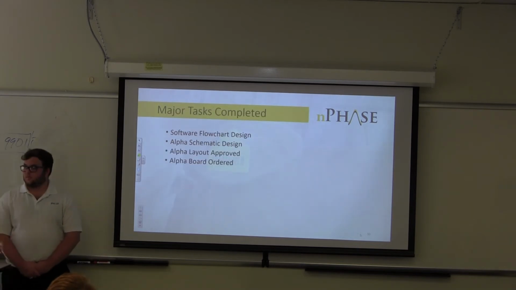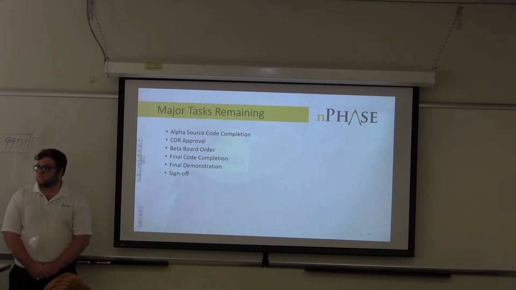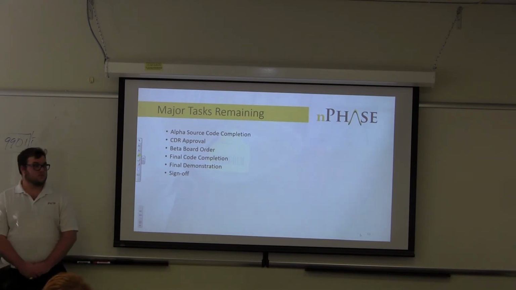Major tasks completed: we've got our software flowchart design, alpha schematic, alpha layout has been approved, and the alpha board has been ordered. Major tasks remaining include alpha source code completion, CDR approval, hopefully today, beta board order, final code completion, final demonstration, and our sign-off.